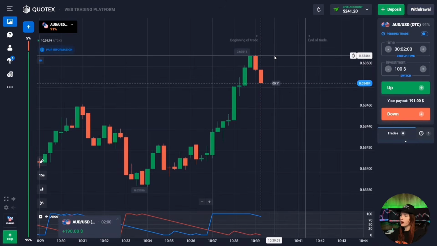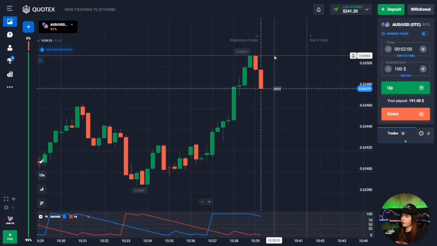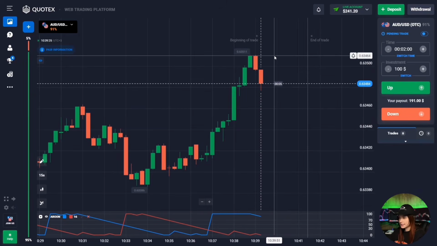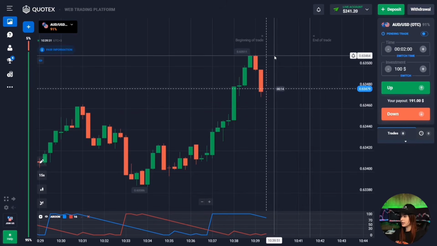As you can see, the price is moving according to our scenario and is showing strong growth. Guys, this deal brought us a solid profit. 2 minutes in this case proved to be just enough for us. Guys, let's continue our trading session.